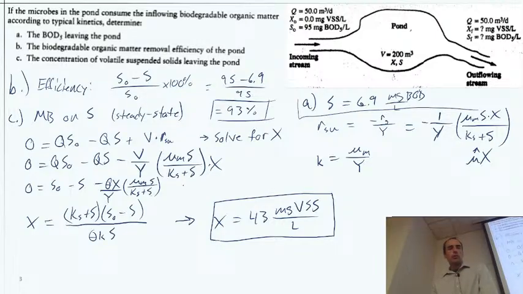So we have 0 equals QS naught minus QS minus V, and now here we are putting in RSU. So RSU, we talked about last time, is negative RG over our yield coefficient. When we put in our RG, that's essentially our first order growth equation, mu x. Okay, so RG is mu x.